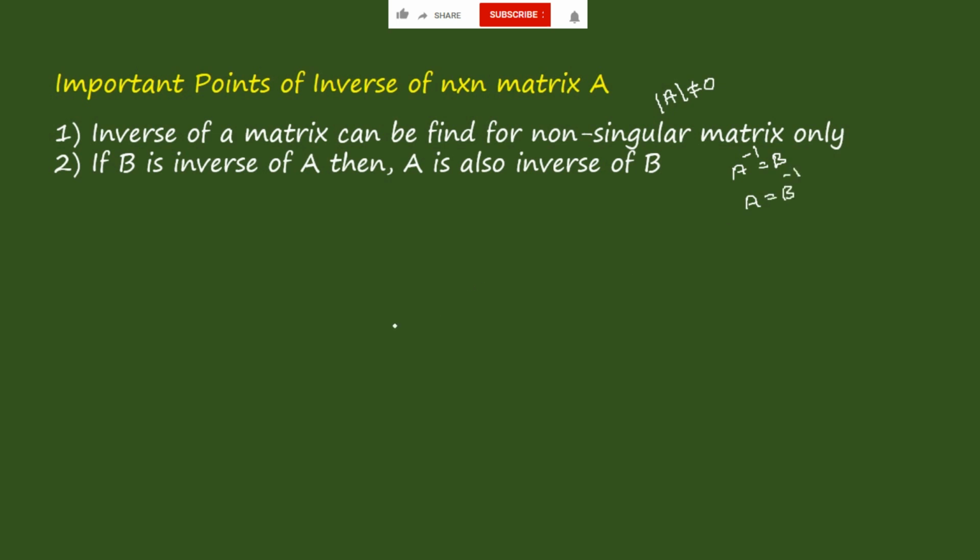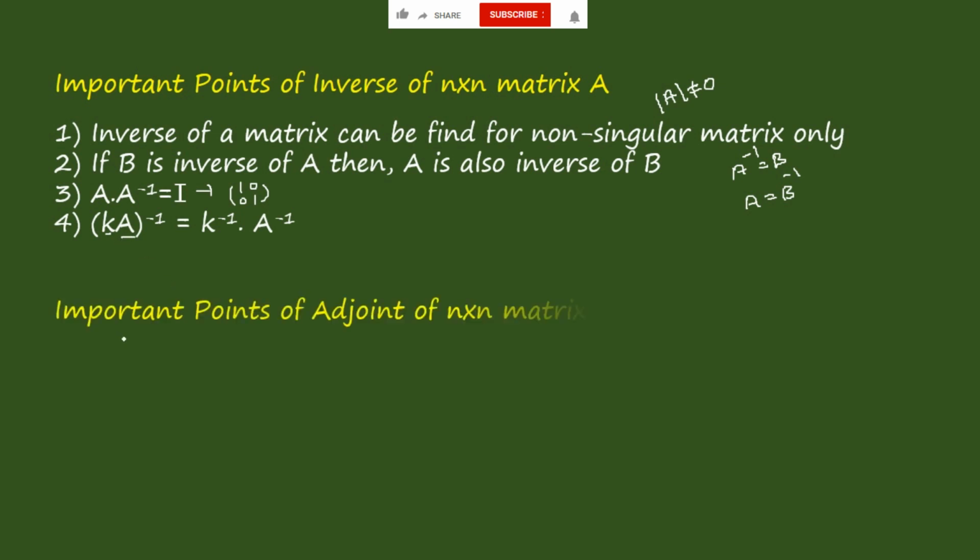Okay. Come to the third point. A into A inverse is equal to I. I is nothing but the unit matrix. If you consider a 2 by 2 matrix, it becomes 1, 0, 0, 1. Alright. Come to the fourth one. K into A inverse is equal to nothing but K inverse into A inverse. K is nothing but a scalar value. A is a matrix.